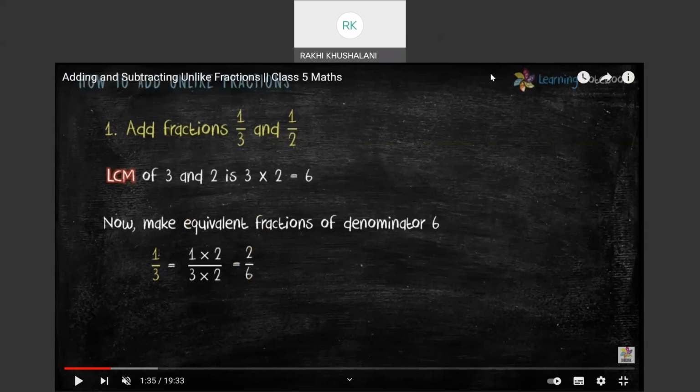We are not changing the value. We are just getting its equivalent so that it can be compatible for addition.